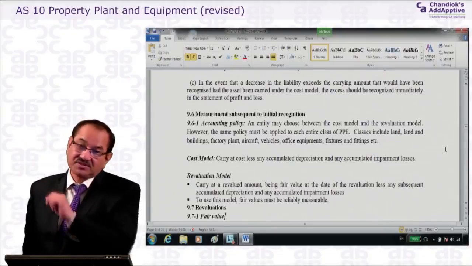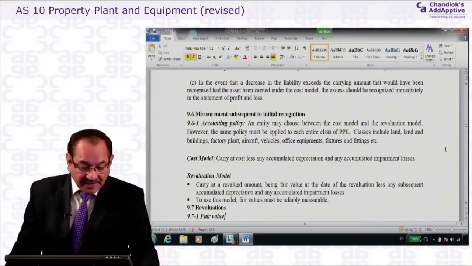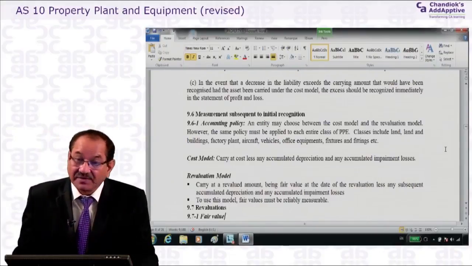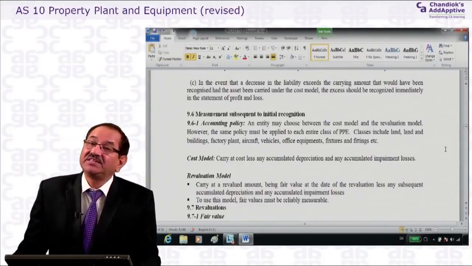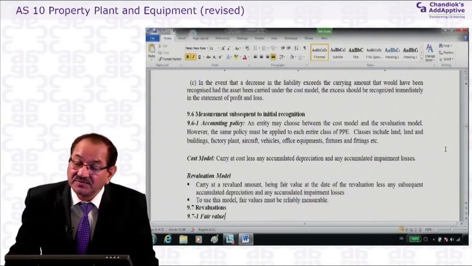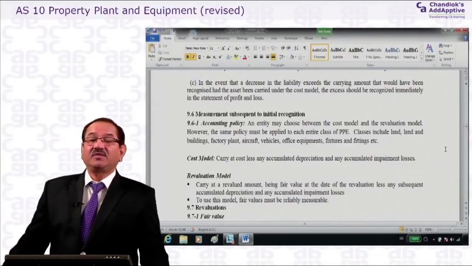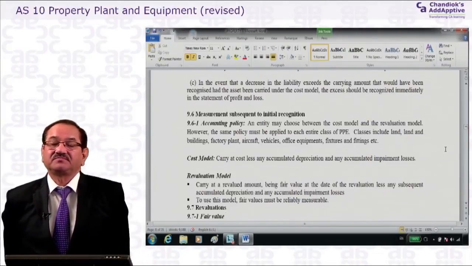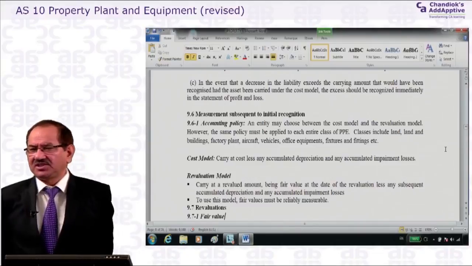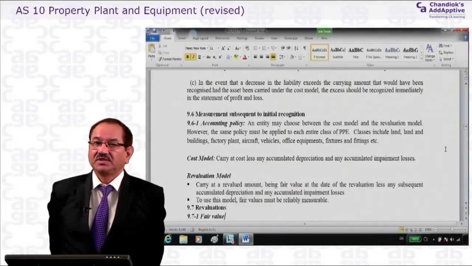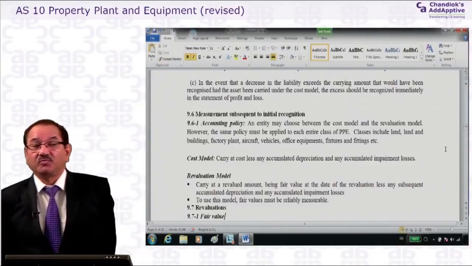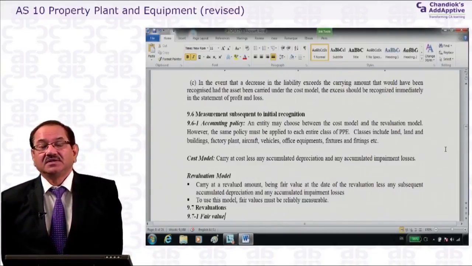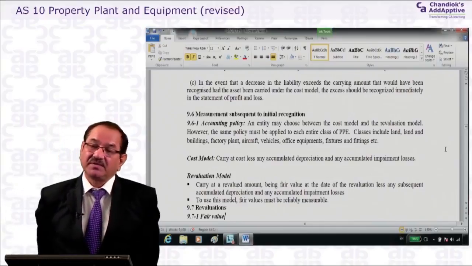But what about the revaluation model? In the revaluation model, you will carry the asset at the revalued amount. Suppose the management thinks that on 31st March 2017, the revalued amount of this plant and machinery is not 22 crores, which is the cost, and the revalued amount is 30 crores. Then it will be carried at 30 crores, with depreciation on 30 crores. And it will be tested for impairment also.